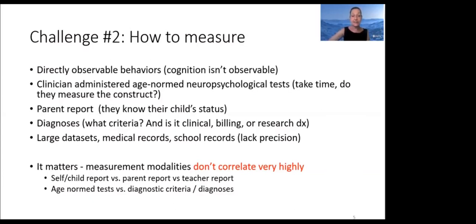We can use large data sets such as medical records or school records, and that definitely gets us a higher n, more children, but some of those measures lack precision, and we're really looking for something that's probably kind of subtle. And it matters how we measure because these measurement modalities really don't correlate very highly. There's plenty of research to show that self-report versus parent report versus teacher report, particularly related to things like executive functioning and mood, really don't correlate very highly.